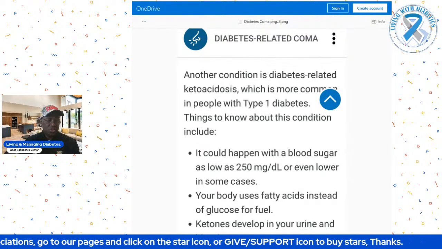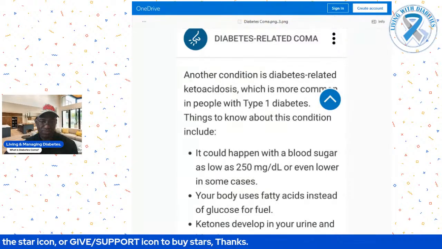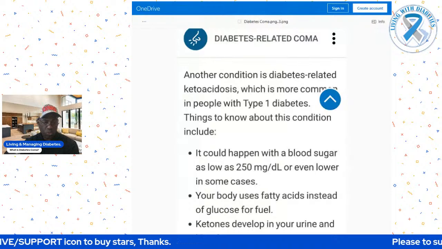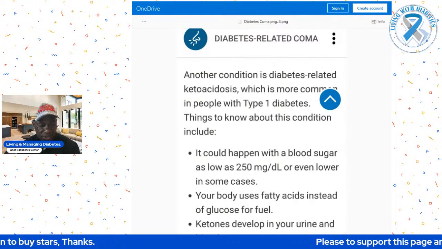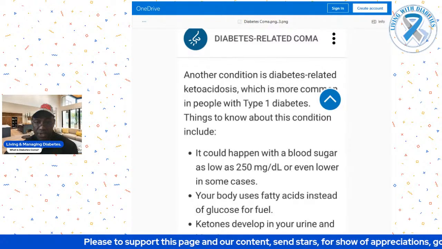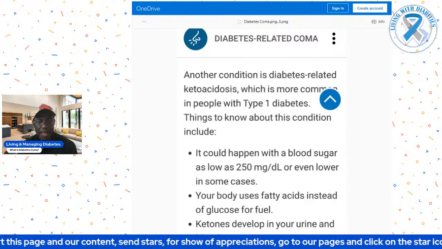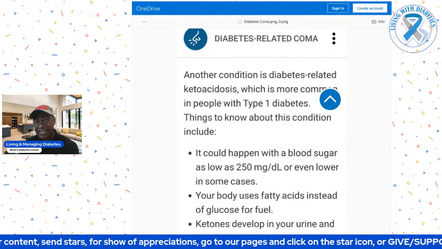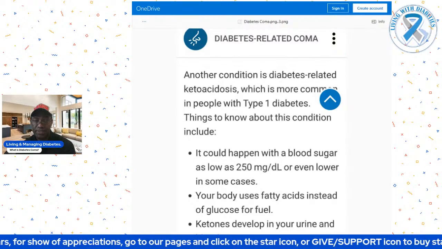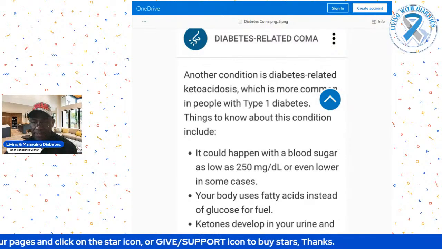All right. So the third one is ketones develop in your urine and bloodstream. That is one thing we should not allow, ketones developing in our urine and bloodstream, because it could be painful. That can lead you into surgery. So these are the other conditions related to diabetic ketoacidosis that can send you into a coma. All right. So you have to guard against all this.